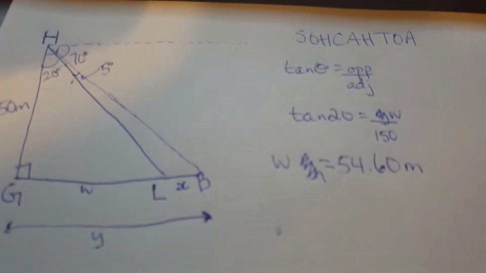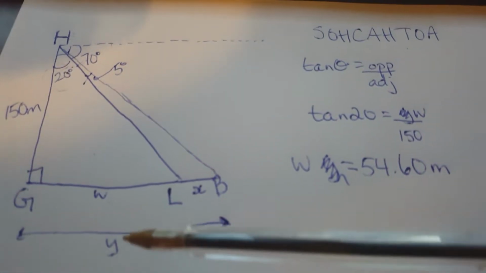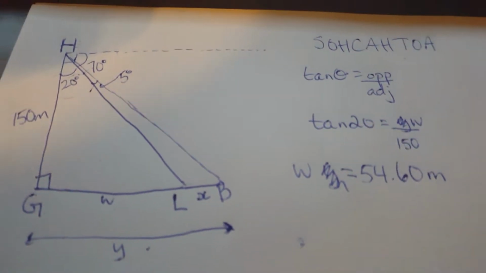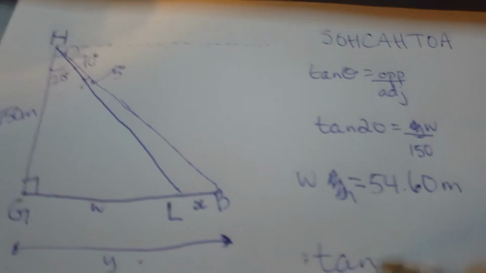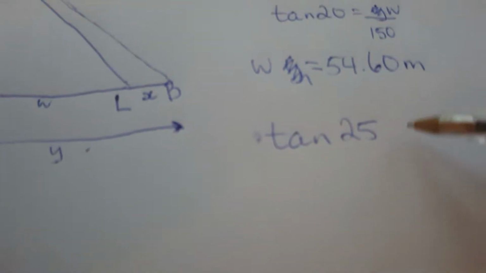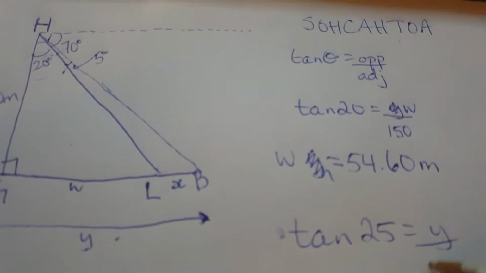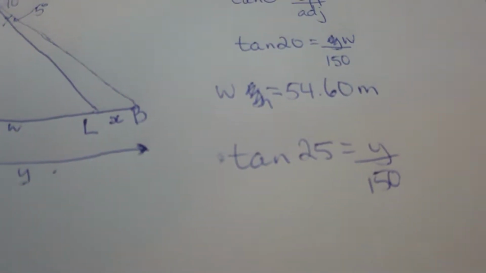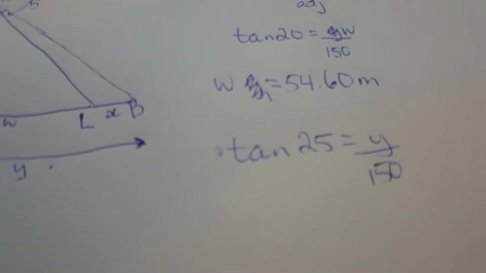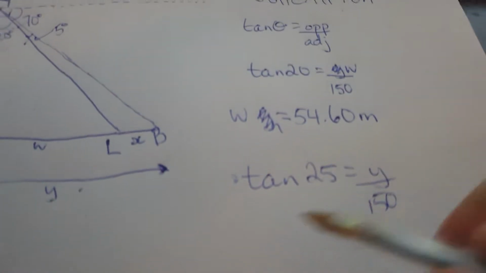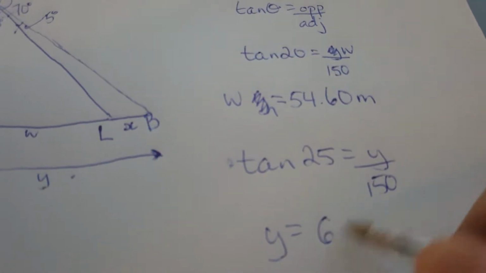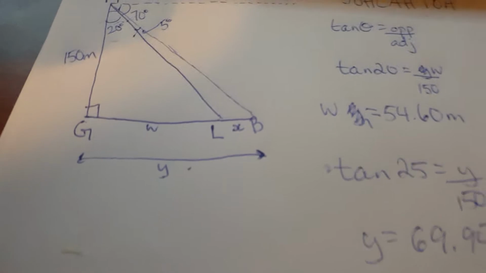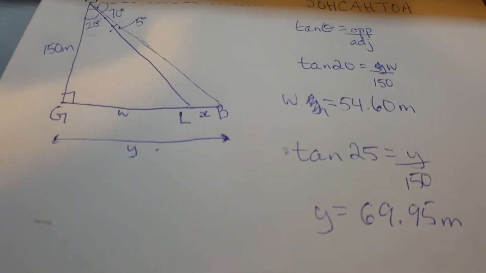Other than that, it's the same ratio, right? Because I'm still working with the same sides. I'm still working with an opposite and adjacent. The only difference is my angle is going to be different. Now it's 25. So tan of 25 is equal to y over 150. So I'm going to type that in my calculator. Tan 25 times 150 equals, so y equals 69.95 meters. Okay, so I've got y and I've got w.